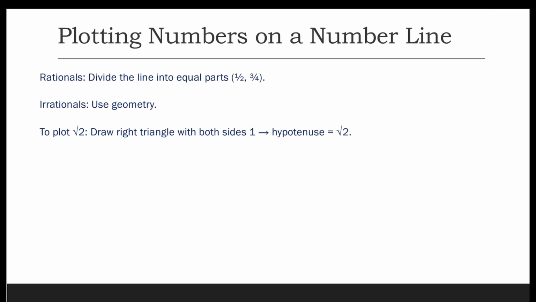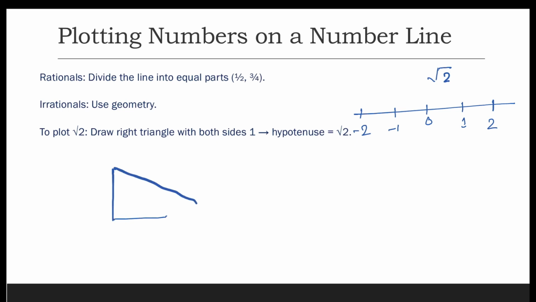But the problem becomes difficult when we have to plot an irrational number. Let's say we have to plot square root of 2 on a number line. How will we do that? We don't know anything about square root of 2. How much is that? Because square root of 2 will keep on repeating. So I will take help of geometry. What does geometry say? We know the Pythagoras theorem, right?